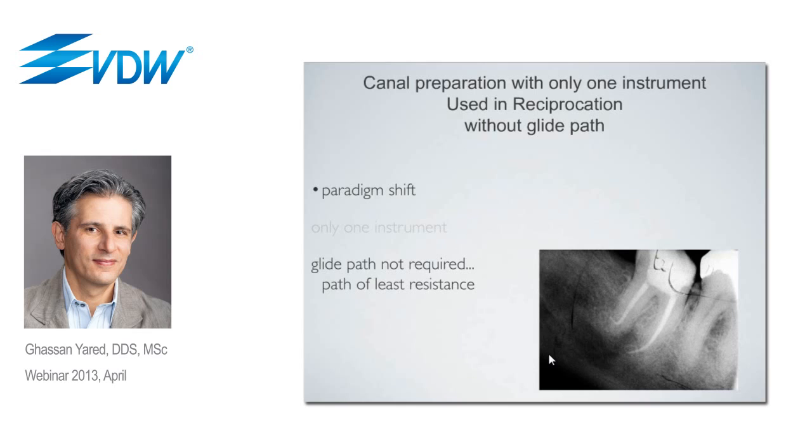Also, you can see on this slide the radiograph of the second molar with an abrupt distal curvature. Although the curvature here seems to be abrupt, this canal was prepared with only one instrument used in reciprocation and without any prior hand filing, without even creating a glide path.